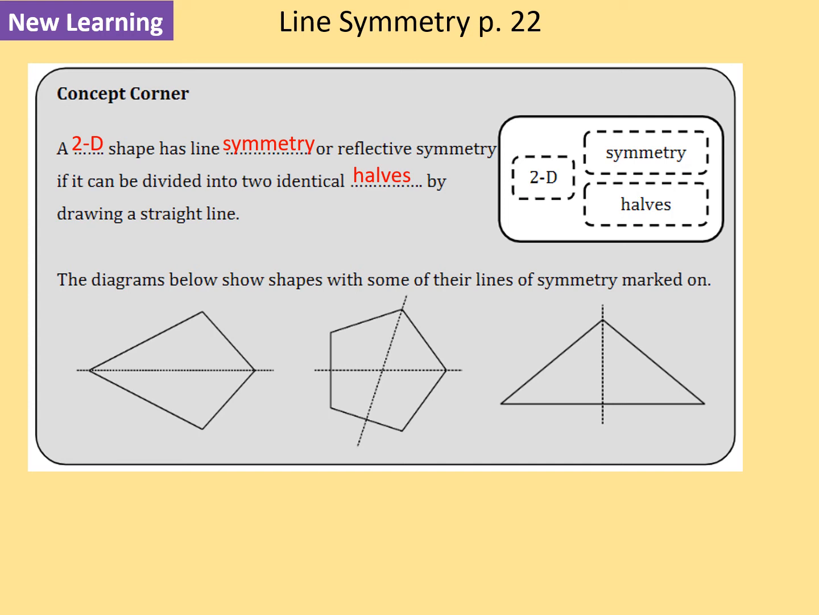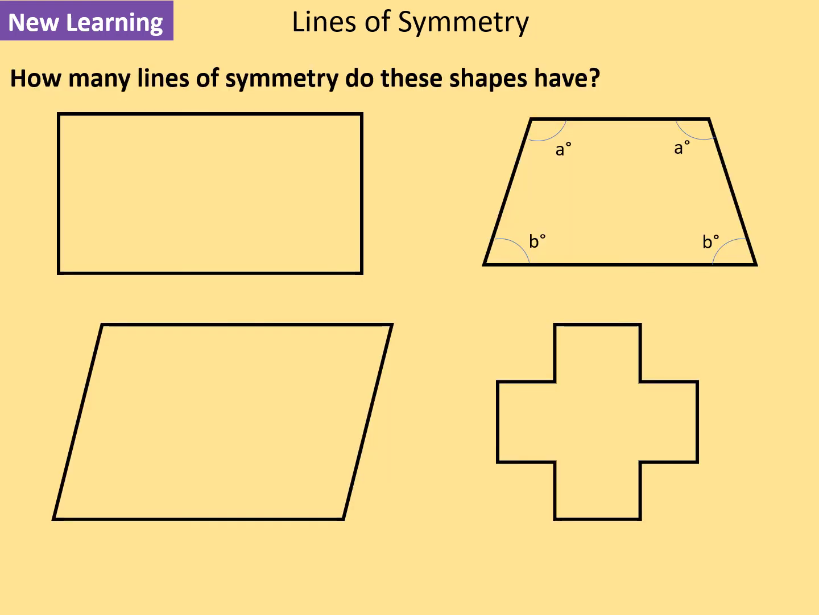Now we're going to look at some further examples to remind ourselves of what line symmetry looks like. Let's look at how many lines of symmetry these shapes have. If we look at the rectangle, it can be folded here and it can be folded here to create 2 exact halves. However, if you try to do this diagonally, the 2 halves would overlap in a very odd way and they wouldn't be identical. So therefore, a rectangle has 2 lines of symmetry.